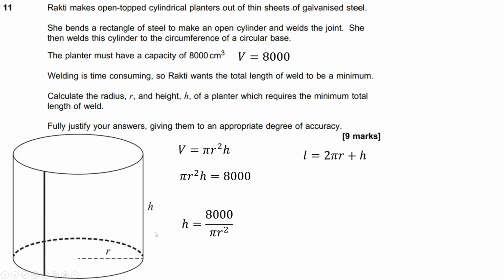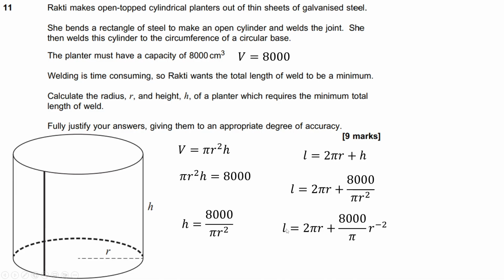not the full curved surface area, because obviously if you've got a sheet of metal, you're not going to weld everything around it. You're just going to weld the point where it meets, that line where it meets. Okay, anyways, L equals that. We know that h equals this here, so I've just plugged it in to get that. I've said that r squared is just this multiplied by r to the minus 2.